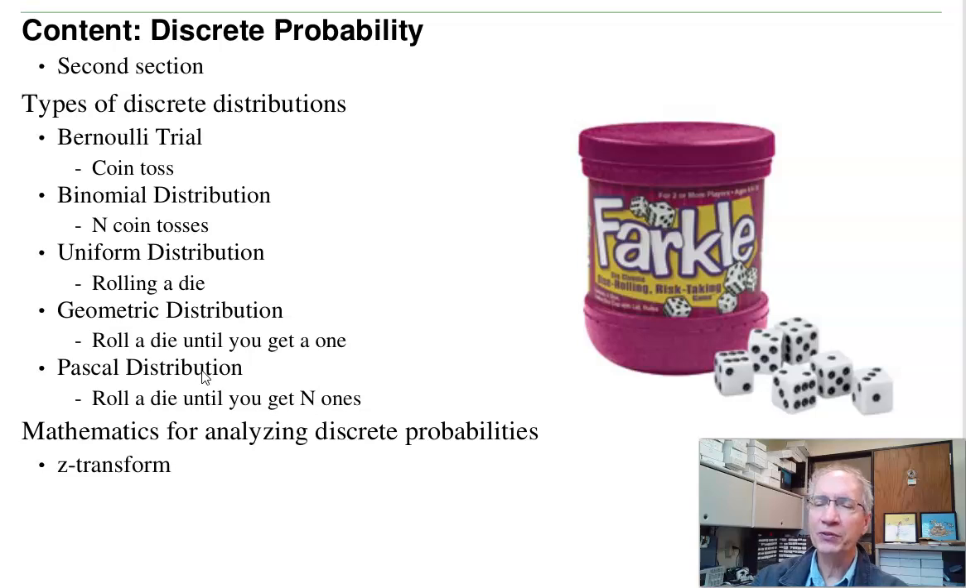The mathematics that describe discrete events is the same across signals and systems, control systems, digital control. We call it a z-transform. In statistics, they call it a moment generating function. I'm going to call it a z-transform just because it ties into other courses. It's the same thing.